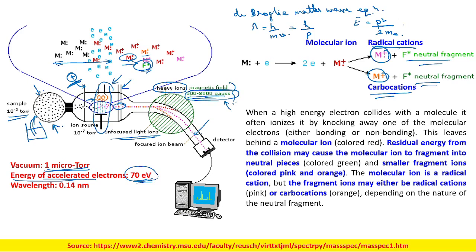So from here we can write p, where p is the momentum of the electron, as p equals under root of 2 m e E. Now if we replace it over here, we get lambda equals h by under root of 2 m e E. Our energy is 70 electron volts. If we put it in and calculate the wavelength, it comes out to be 0.14 nanometer.